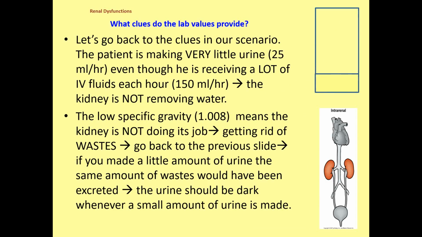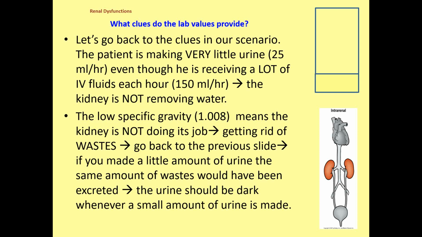So let's go back to our scenario. When we look at our patient scenario, we see that the patient's making very little urine, 25 mils per hour. Even though he's receiving a lot of fluids, 150 mils per hour, the kidney is not removing water. Now let's look at the other portion of the urinalysis, and that's this patient's specific gravity. The specific gravity is low. It's 1.008. So the kidney is also not doing its other job, which is to get rid of waste.